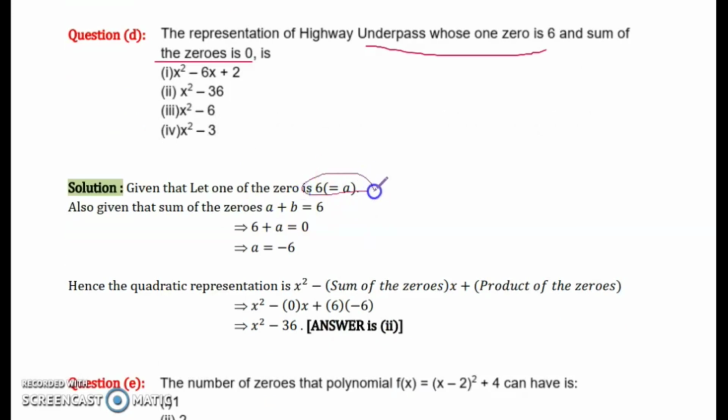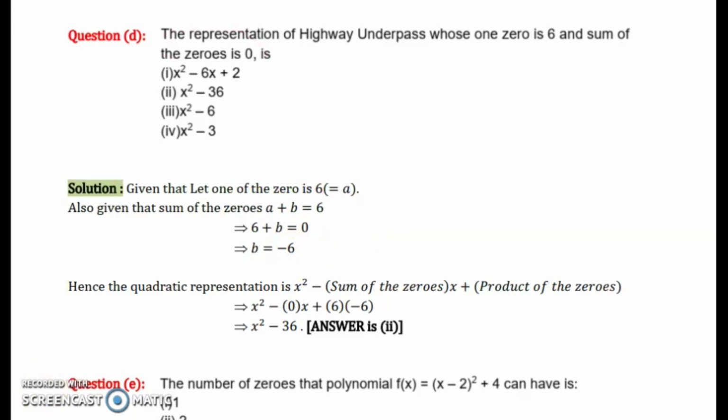Take one of the zeros as a, and what is given here, sum of the zeros is equal to 0. That means a plus b equal to 0. Already it is given a equal to 6 here, substitute it there. That means 6 plus b equal to 0. That means b equal to minus 6. Therefore one of the zeros is 6, other zero is minus 6.